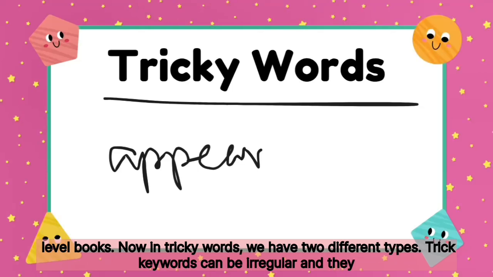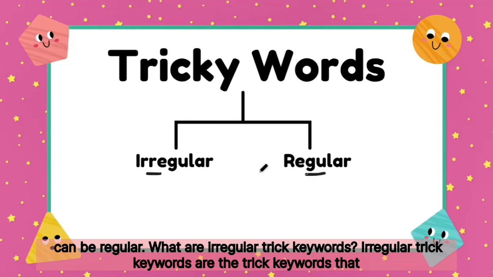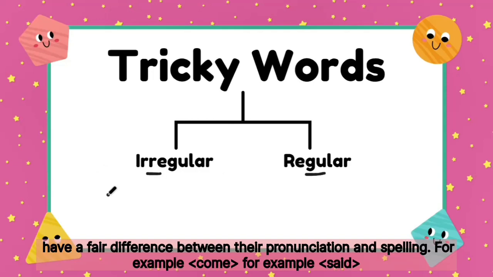Now, in tricky words, we have two different types. Tricky words can be irregular and they can be regular. What are irregular tricky words? Irregular tricky words are the tricky words that have a fair difference between their pronunciation and spelling. For example, come, for example, said.